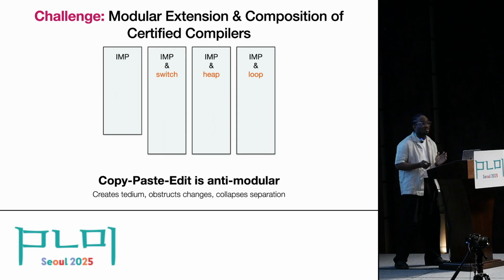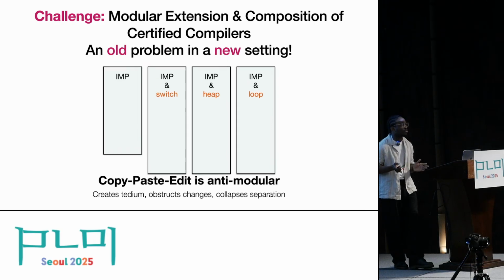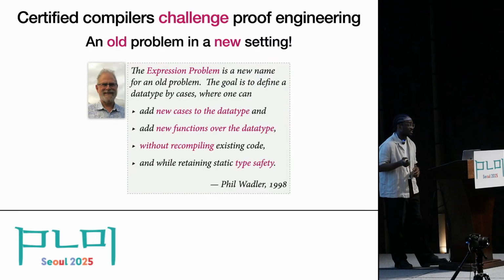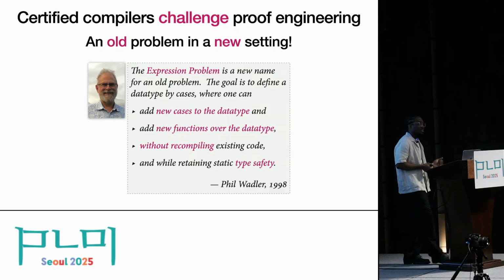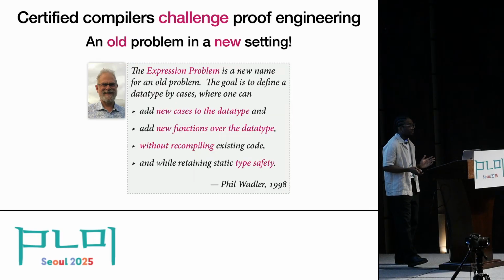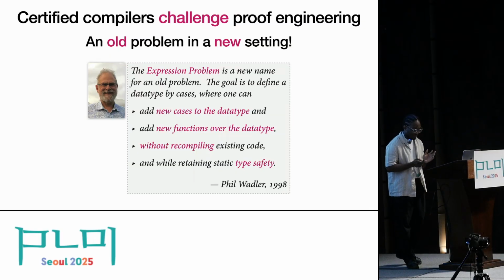And this is not a new problem. It's an old problem in a new setting. In particular, this is the expression problem. The expression problem was posed in the late 90s by Philip Wadler, and it says that we want a data type and want to extend data with new cases. We want functions over the data type and want to extend the functions with new cases as well. And we want to do so without recompiling code, and want to maintain type safety. So the goal is kind of ambitious here.